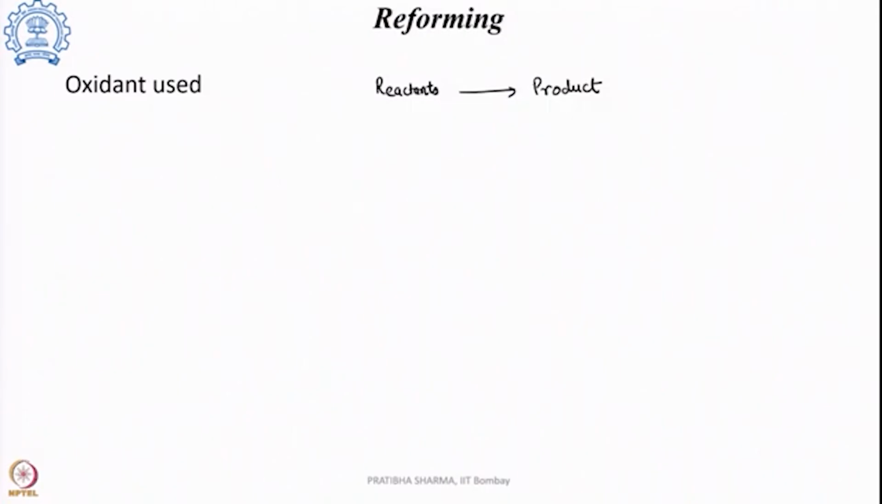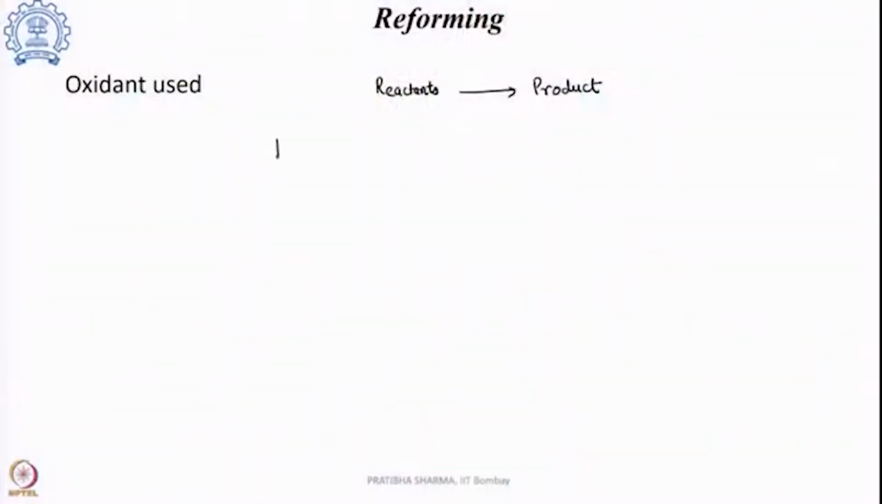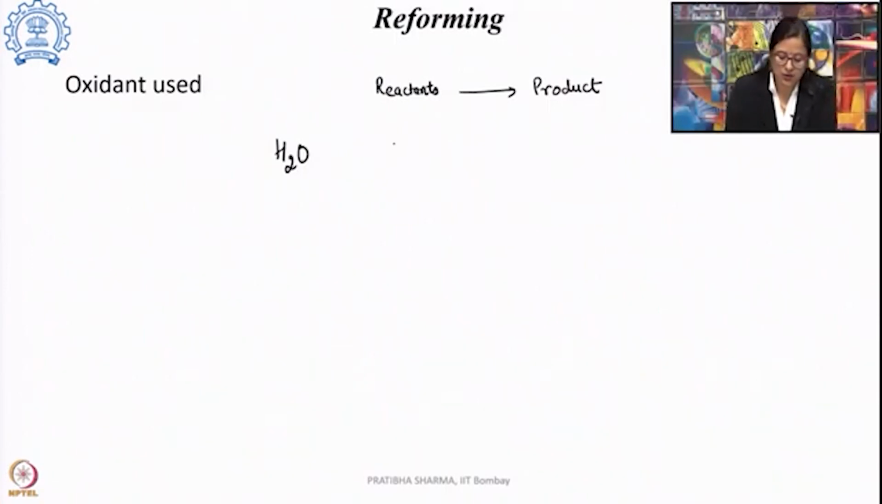Now, reforming again can be of various types depending upon which oxidant has been used. So, there are various possibilities of oxidant that can be used. Steam can be used as an oxidant. So, if steam is being used as an oxidant, the process is known as steam methane reforming. In short, it is represented by SMR.